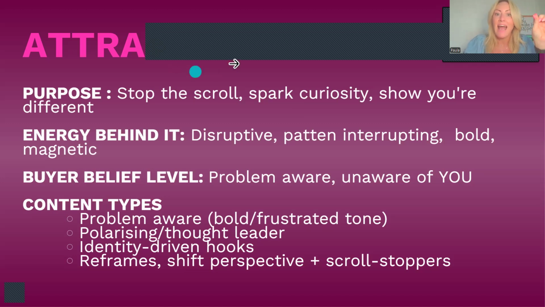Your audience at this stage is problem aware. Okay. So they know they have a problem, but they're completely unaware of you because they haven't found you yet. So this is why you have to attract. And it's really important to understand. That's why I've broken it down into these four things: purpose, the energy behind this type of content, the buyer belief level, and then the content types that can come in here. And you'll see lots of crossover because this buyer belief level really changes the way you create this content.